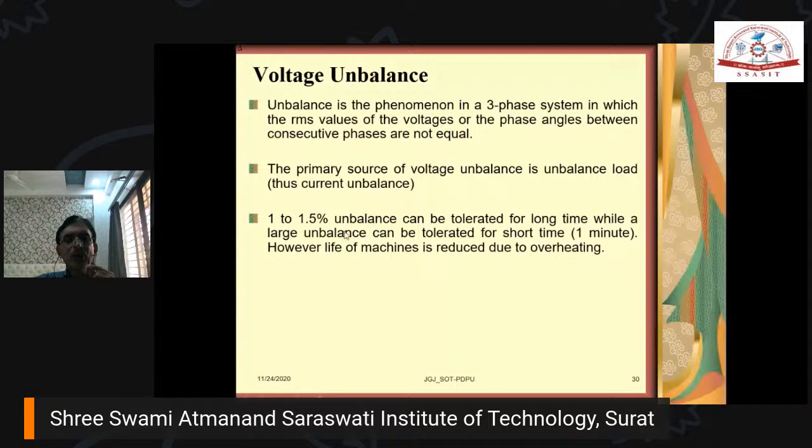So 1 to 1.5% unbalance can be tolerated for a long time, while large unbalance can be tolerated for a short time, means for 1 minute. But the life of the machine is reduced due to overheating, right? Because of what? Unbalanced current. So this is about voltage unbalance. So again, I am repeating, you have to remember the unbalance is the phenomenon in a three-phase system in which the RMS values of the voltages or the phase angles between consecutive phases are not equal, right?